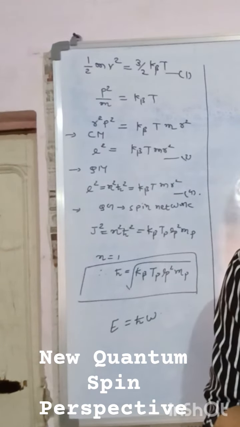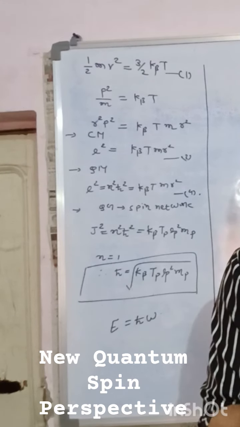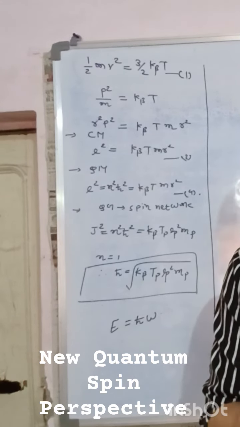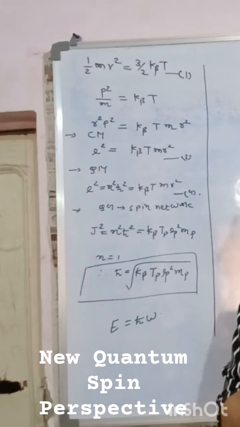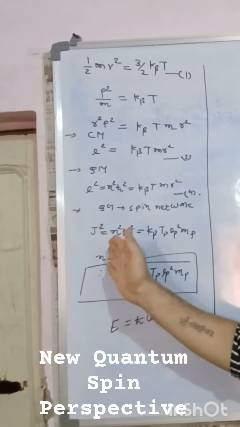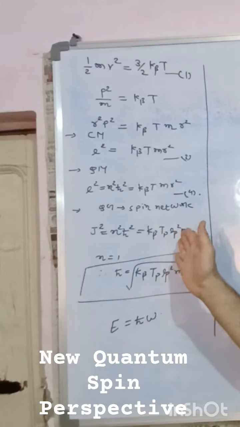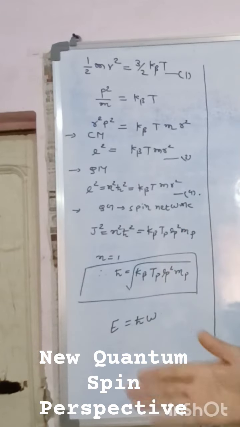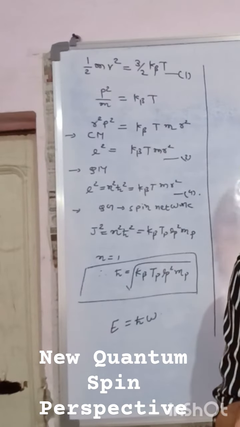Suppose we consider the spin network, which is useful to create a background independent quantum gravity theory and which has been given by Roger Penrose. Then we can have this equation, that is J² = n²ħ² = k_B T_P L_P² m_P. Because we are using the spin network, that's why quantum mechanics will make a transition into quantum gravity.